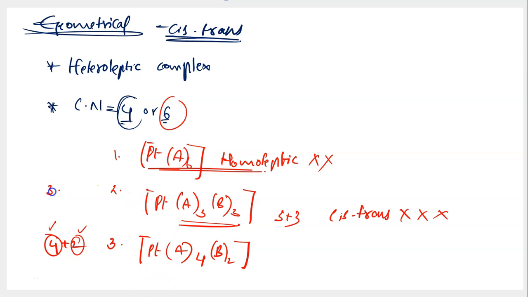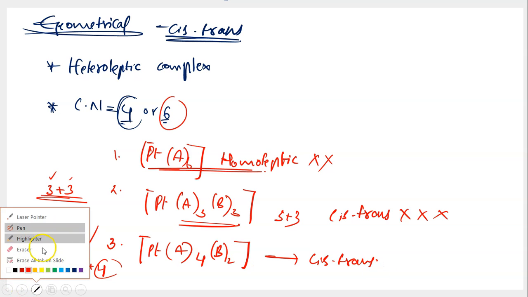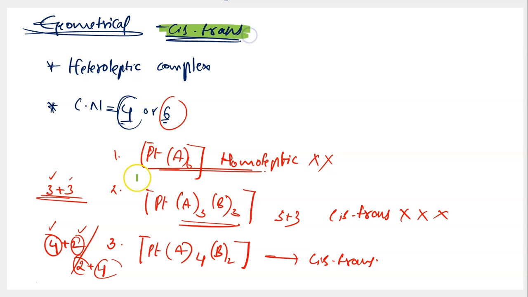And in the second case it was a 3 plus 3 combination, 3 ligands of the same type and 3 ligands of another type. So this combination is not valid for cis-trans isomerism, but a 4 plus 2 combination is valid. It can also be written as 2 plus 4, 2 ligands of A type and 4 ligands of B type, which also works. In this case you get to see cis-trans isomerism. So if you are talking about observing cis-trans or geometrical isomerism, there are two conditions. The complex needs to be heteroleptic by nature and it might have coordination number 4 or 6.